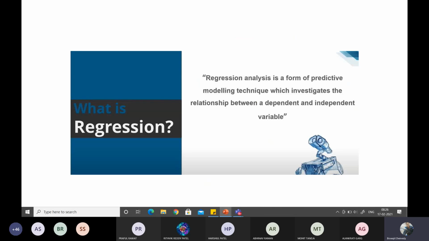So now, what is regression? Okay, so regression analysis is a form of predictive modeling technique which investigates the relation between a dependent and an independent variable. Whenever we represent something using a mathematical function, there are two types of variables: one is your independent variable and the second is the dependent variable. So regression analysis is a predicting technique, or you can say prediction algorithm, in which we find out the relation between these two types of variables. Okay.